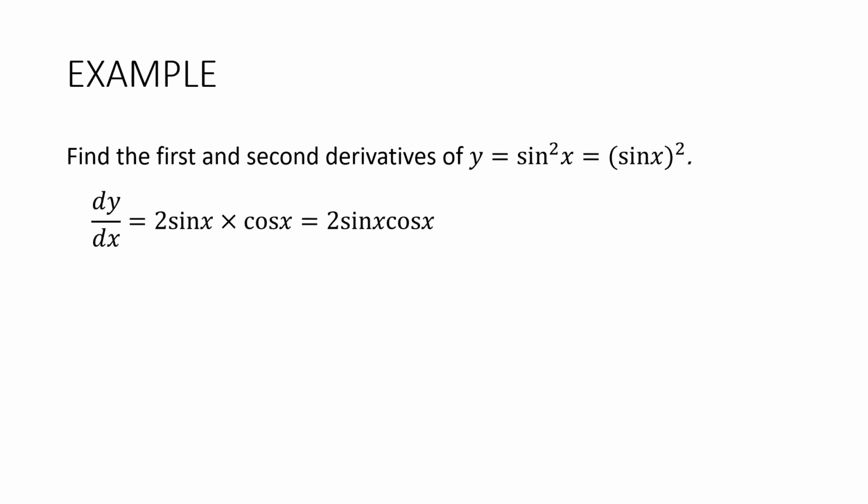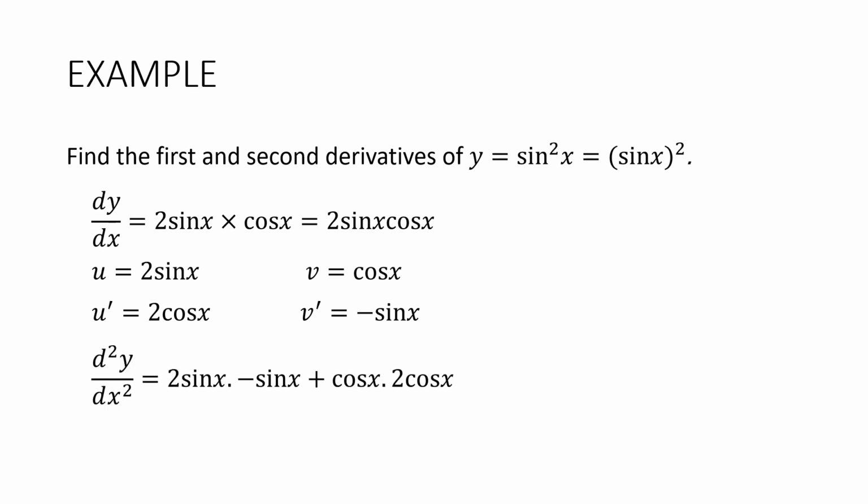Now the second derivative is going to be a product rule. So we're going to let u equal 2 sine x and v equal cos x. The derivatives are u dashed is 2 cos x, v dashed is negative sine x. And constructing the product rule, we have d squared y dx squared, because it's the second derivative, is equal to u times v dashed plus v times u dashed, which is here. And tidying it up, we get 2 outside of cos squared x take away sine squared x.